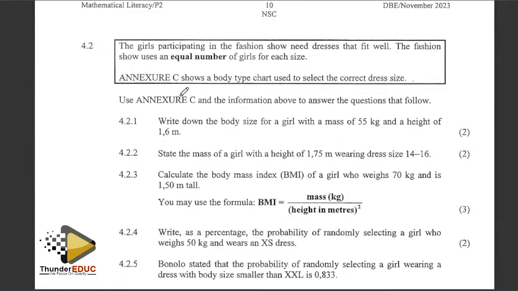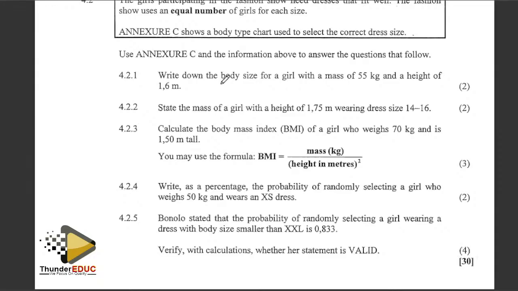The girls participating in the fashion show need dresses that fit well. The fashion show uses an equal number of girls for each size. Annexure C shows a body type chart used to select the correct dress size. Use Annexure C and the information above to answer the questions that follow. Write down the body size of a girl with a mass of 55 kg and a height of 1,6 meters.